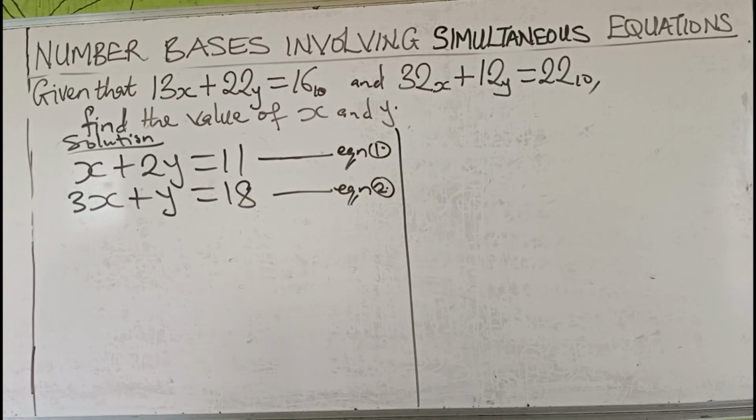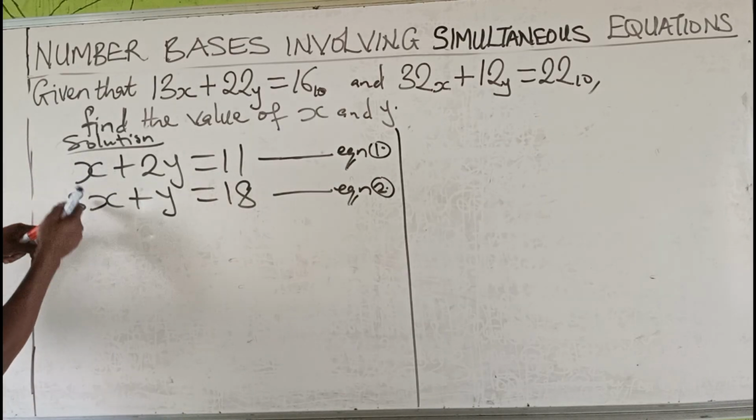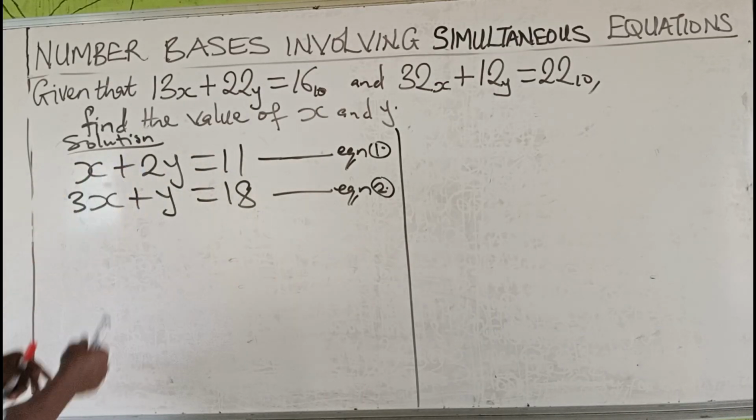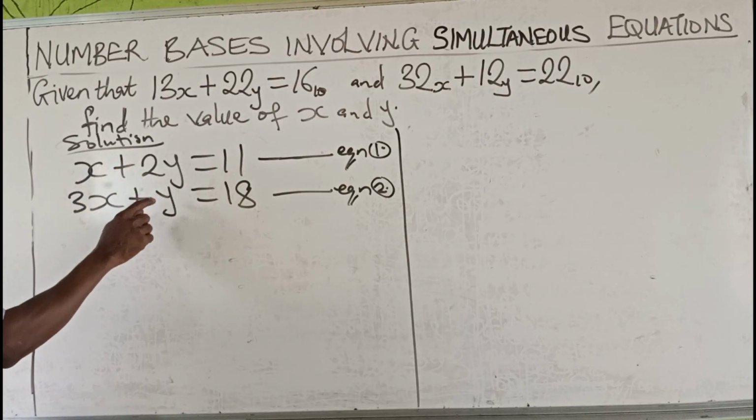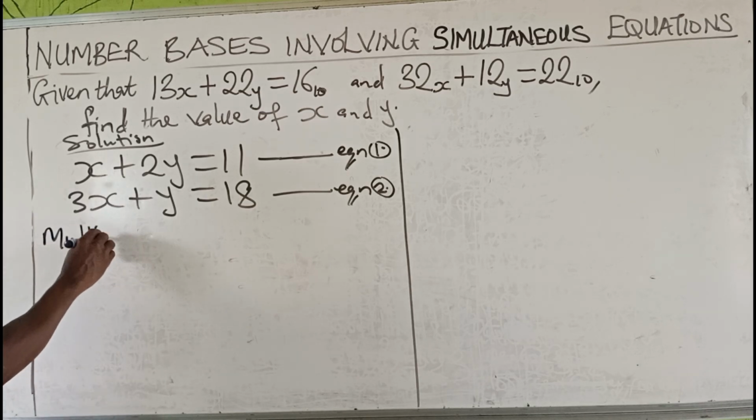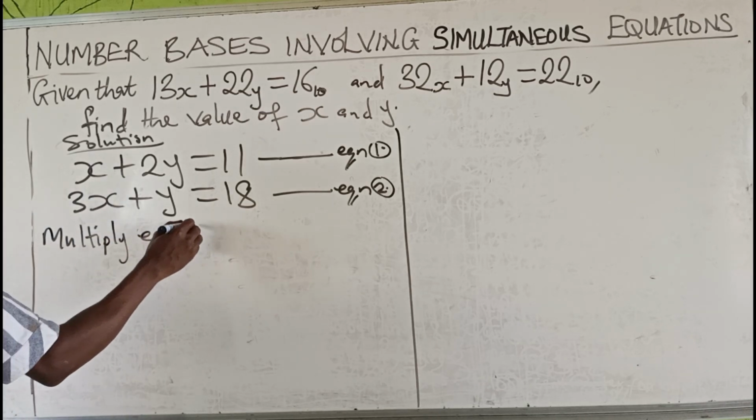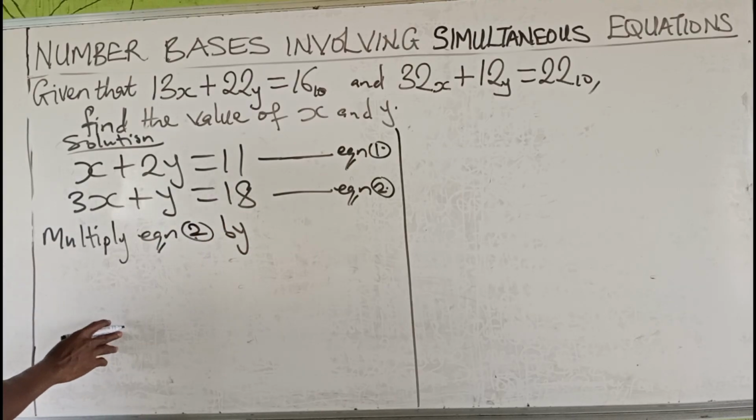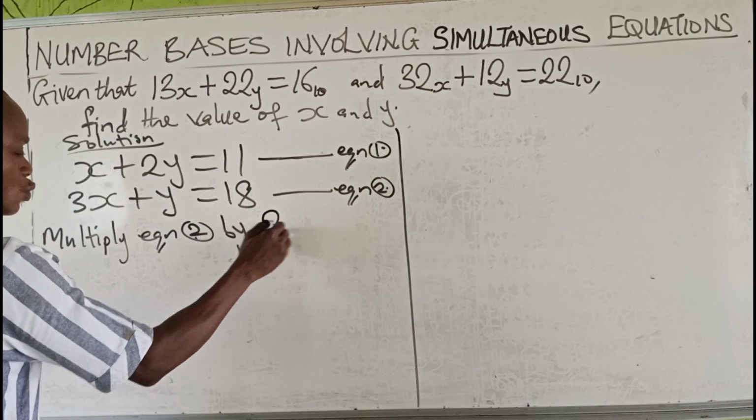For us to use elimination method, it depends on whatever we are eliminating. If I choose to eliminate x, that means I must make the coefficient of x the same. If I want to eliminate y, I must make the coefficient of y the same. Let me eliminate y. For me to eliminate y, since we have 2y here, I must make this one 2y as well. So that means I will need to multiply equation 2 by 2.